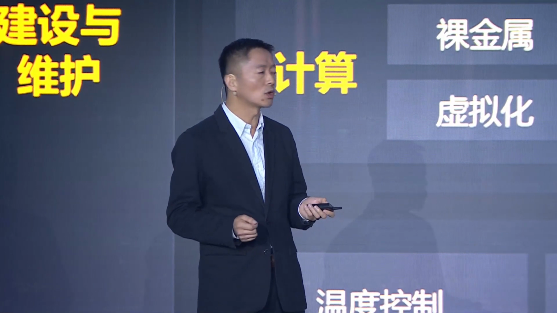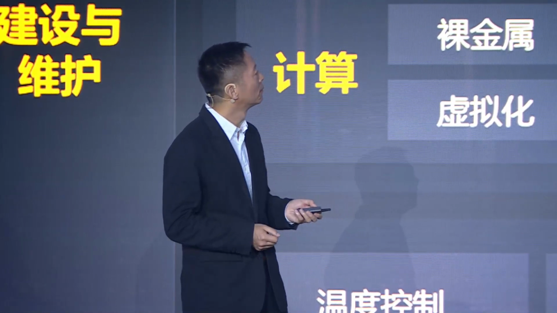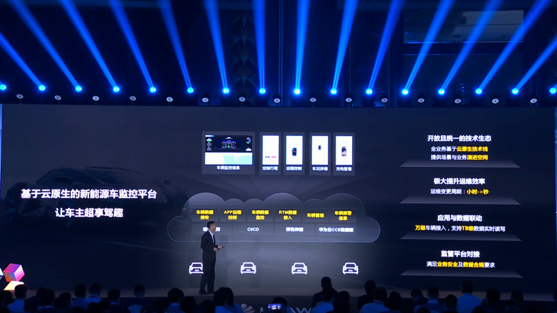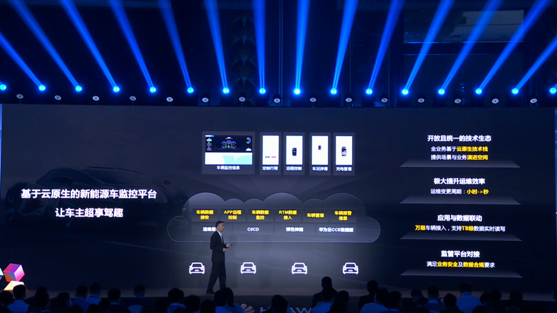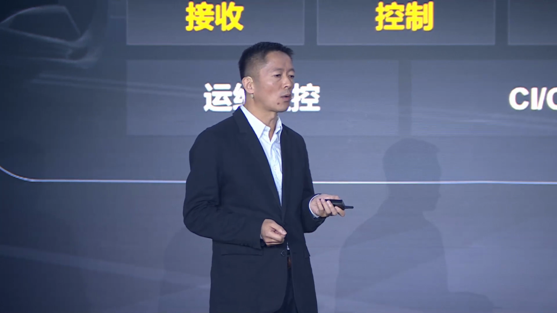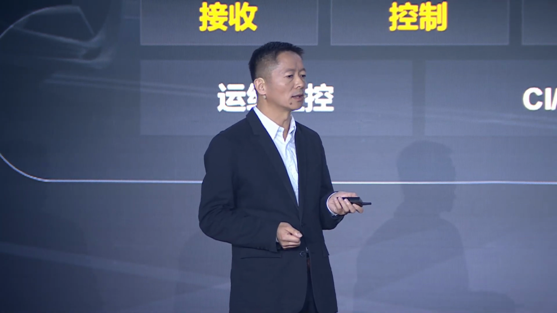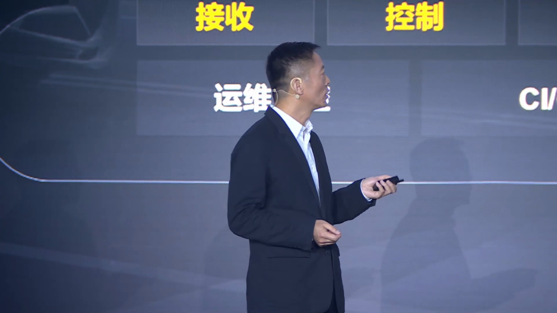With such a platform, we are able to innovate in a more agile manner. Here's one example. This is our new energy vehicle monitoring system. The government released many laws, regulations, and policies related to new energy vehicle monitoring, and that raised high requirements for the monitoring system. Our system is built on Huawei Cloud.